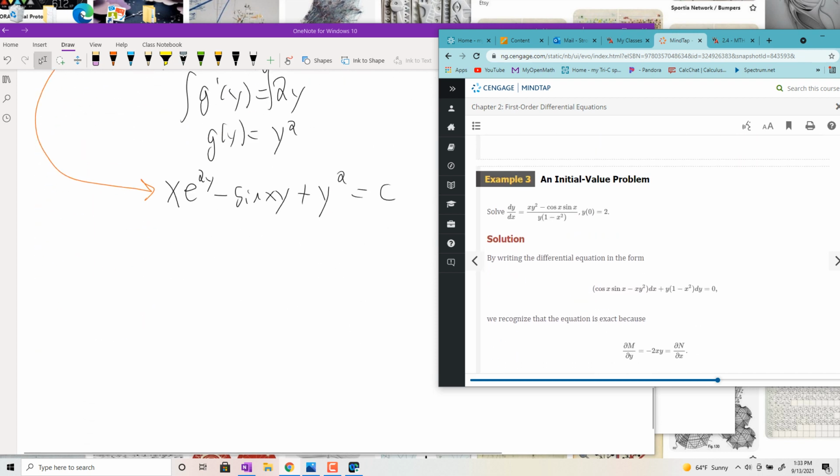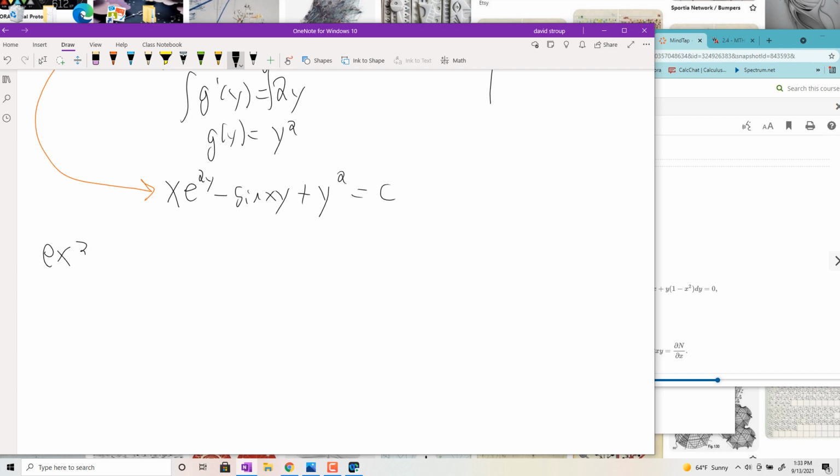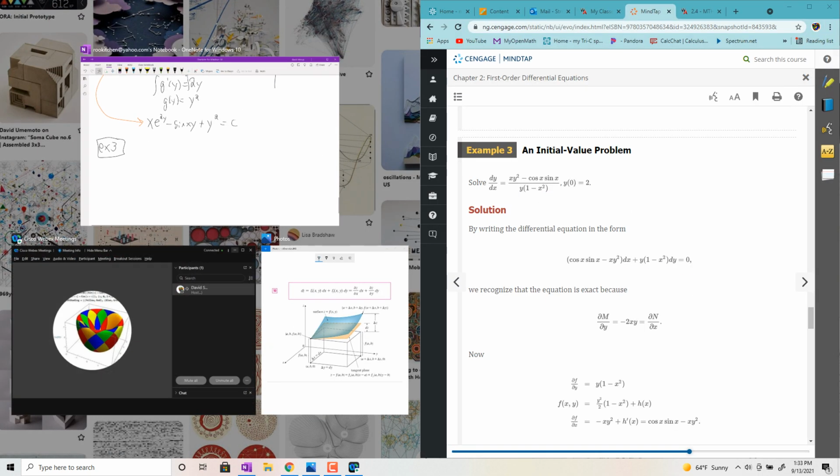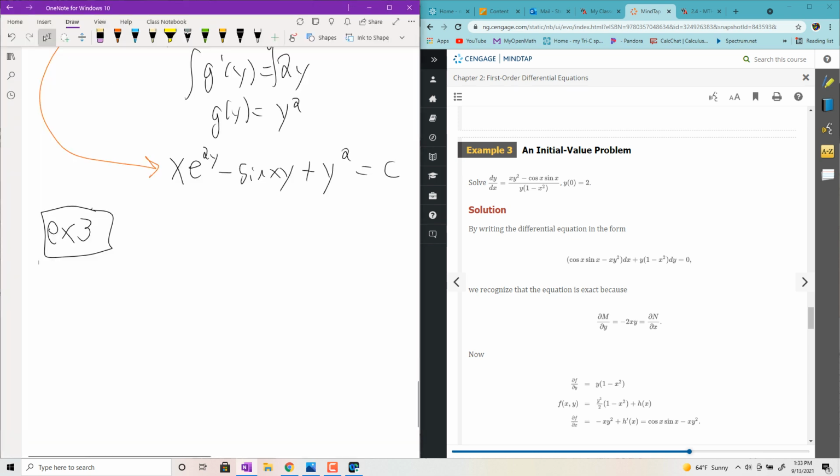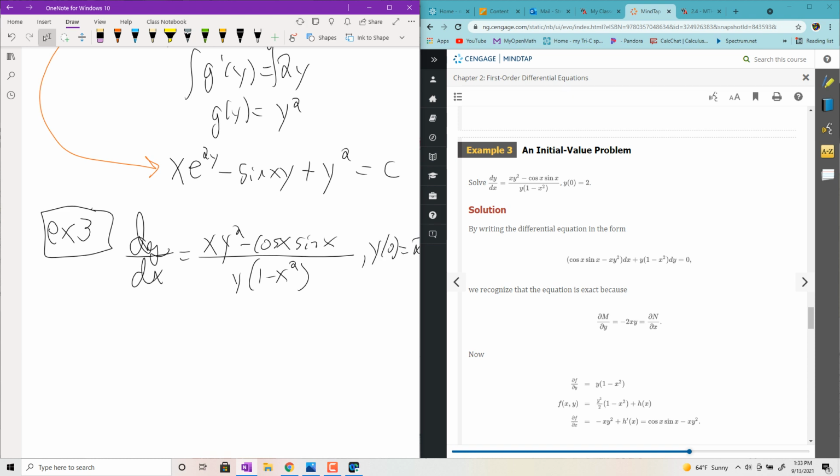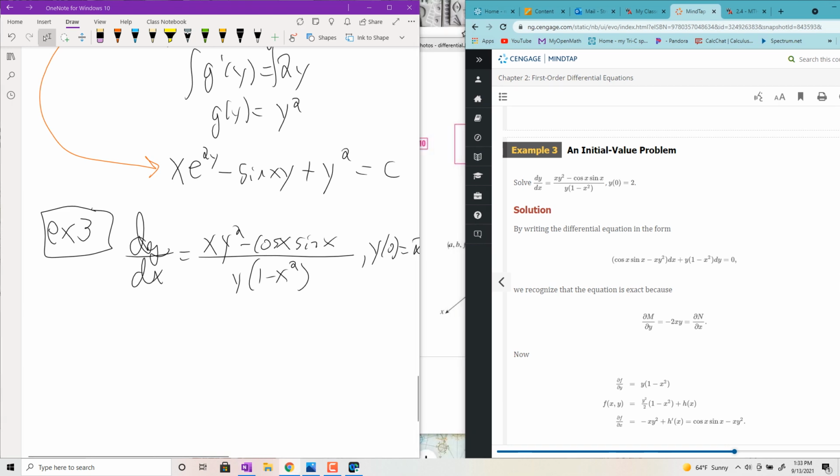So we have an initial value problem, which looks like a scrambled mess at this point. So I have dy over dx equals xy squared minus cosine x sine x all over y times 1 minus x squared, and they give you an initial value in this problem, so you can solve for your constant c.